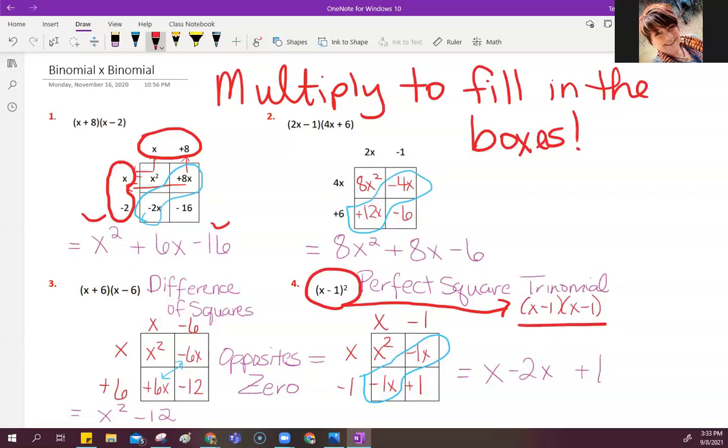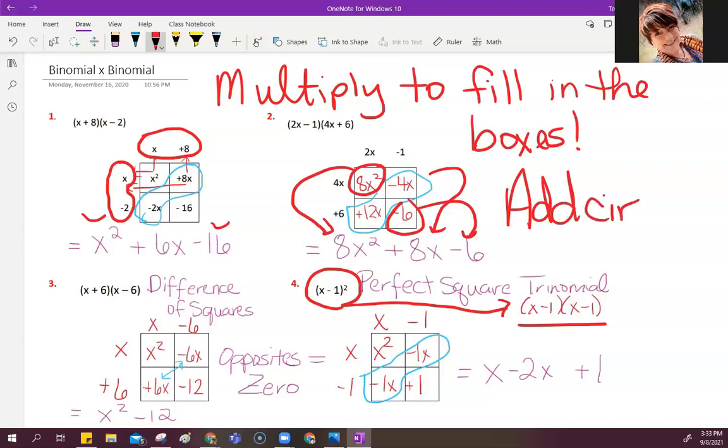So we multiplied to fill in. Circle your diagonals or make arrows because those are the ones that go together. The guys that are by themselves, bring down. The -6 is by itself. And the ones that are in the circle, you add. So you add the circles. Multiply to fill in, add the circles. When you see the star, your screen has refreshed. Go ahead and get your pictures.